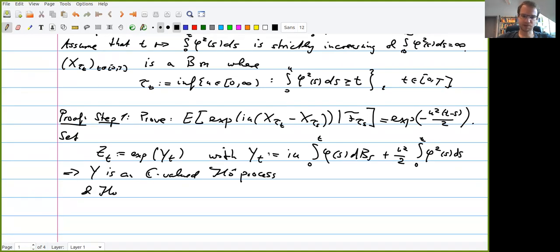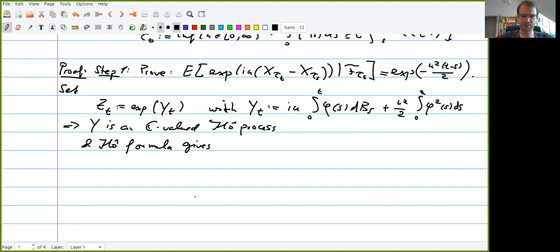And this means we can apply Itô's formula. If we do so, what is it doing? We want to apply Itô's formula to Z, so the exponential of the Itô process Y. So what do we get here? So this is Z.